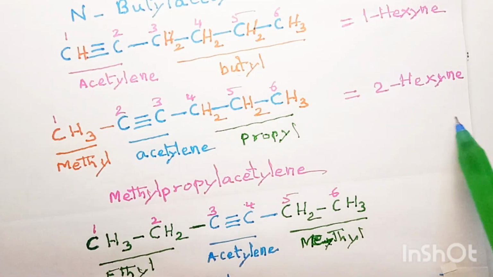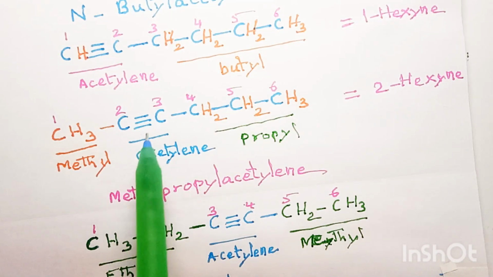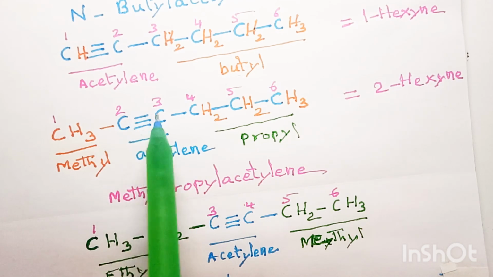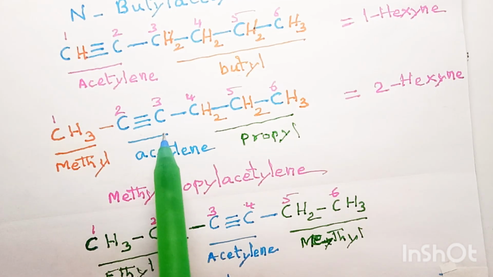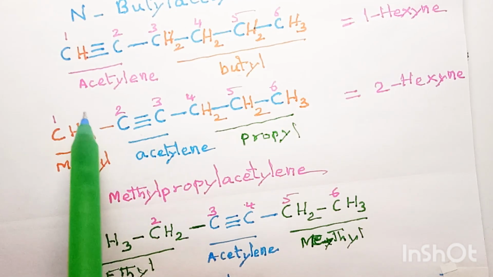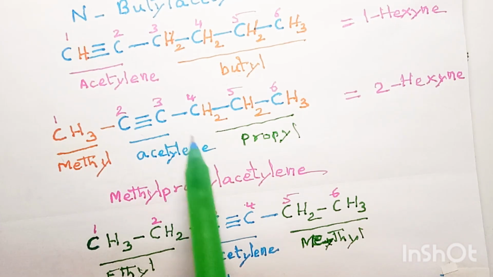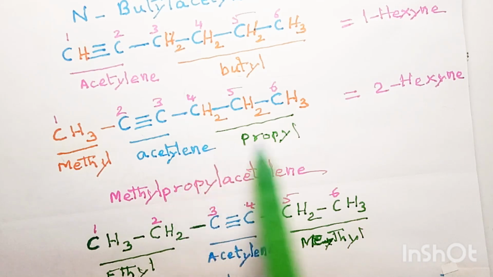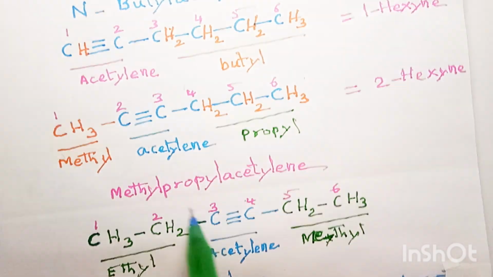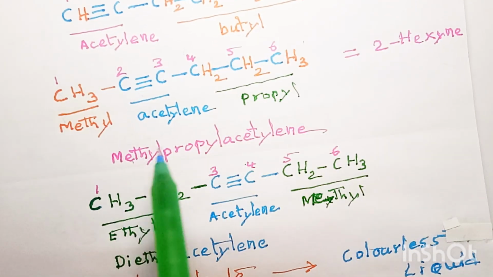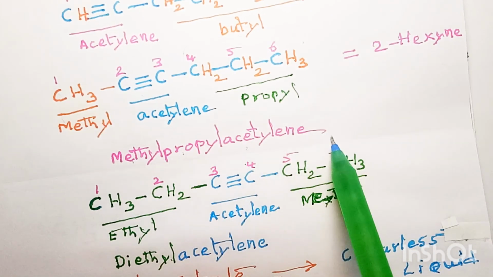Let's see the name of 2-hexyne. The triple bond is between second and third carbon atoms. There is a methyl group before it. And the remaining 3 carbon atoms form the propyl group. So it is methyl propyl acetylene.